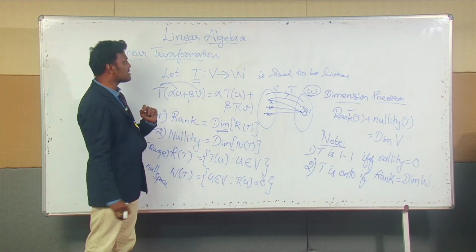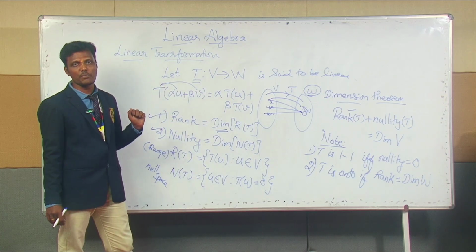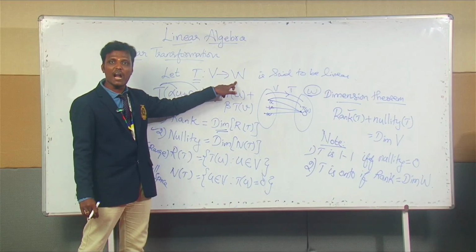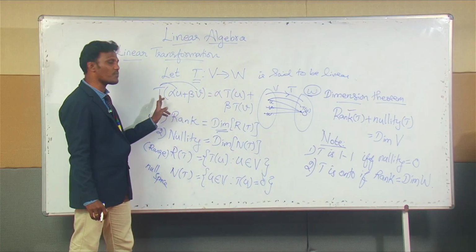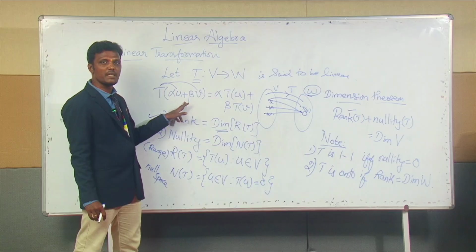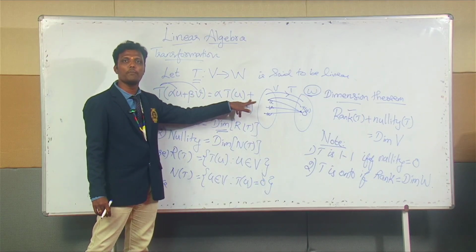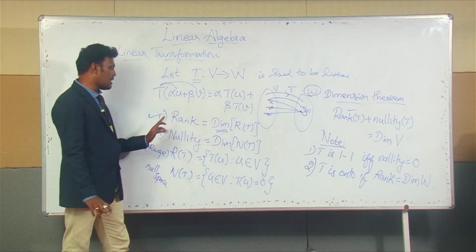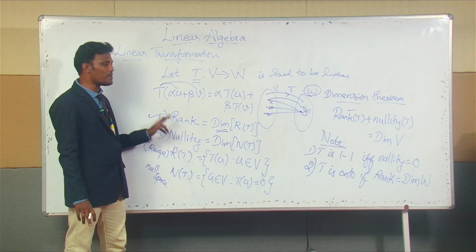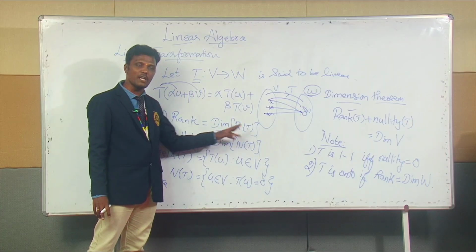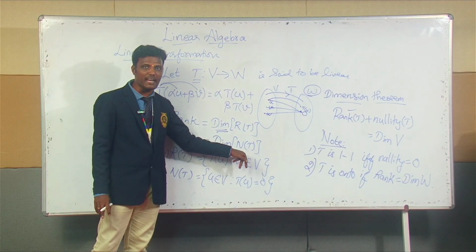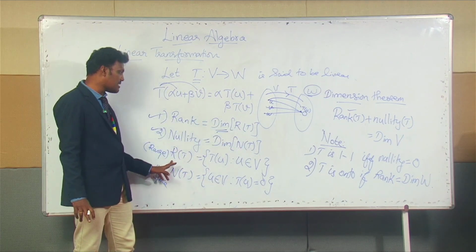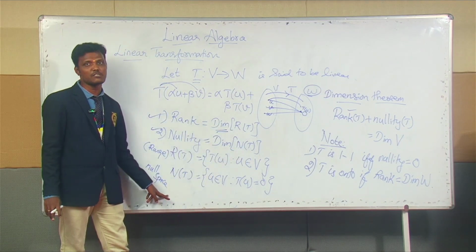To summarize, I'll just summarize the basic concept of linear transformation. A linear transformation is nothing but transforming from one vector space to another vector space such that this condition is satisfied: T of alpha u plus beta v equals alpha into T of u plus beta into T of v. This is the main condition for the transformation to be linear. The basic terminology of the linear transformation is rank and nullity. Rank is the dimension of R of T, and nullity is the dimension of N of T, where R of T is the range space and N of T is the null space.